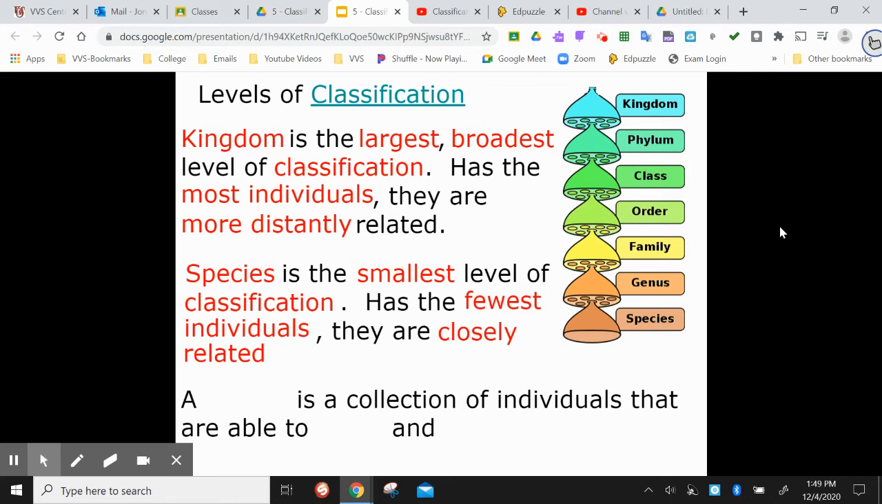Species, the smallest level of classification, has the fewest individuals, and they are very closely related. Okay? A species is a collection of individuals that are able to breed and produce viable offspring.